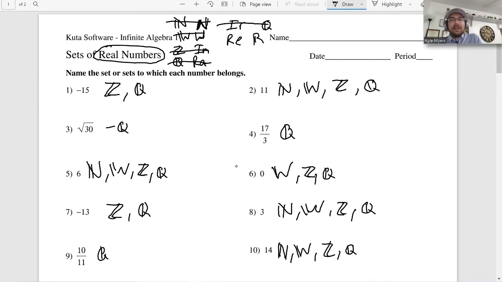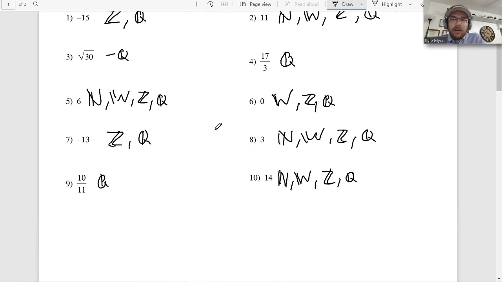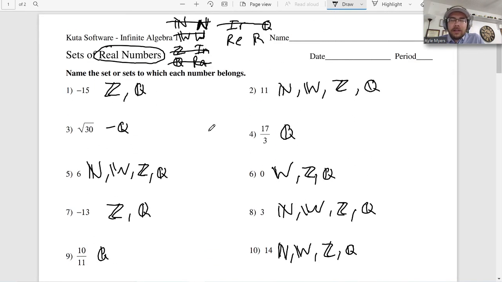And that means we're on to real, which is basically everything. Everything is real. So all of these numbers are real numbers. I don't know if you need to write it or not, but yeah, it would be reals on everything.